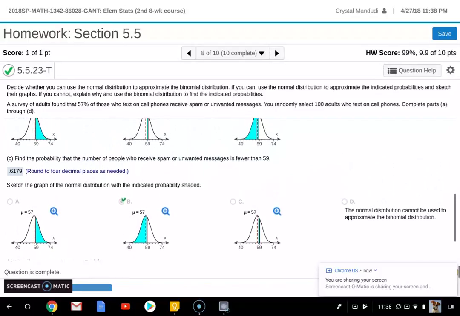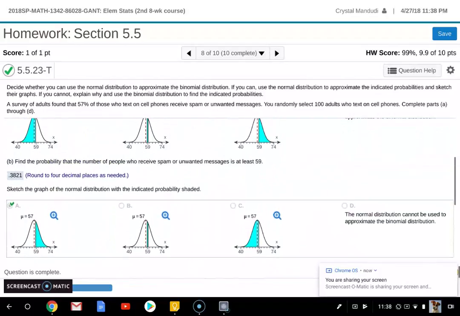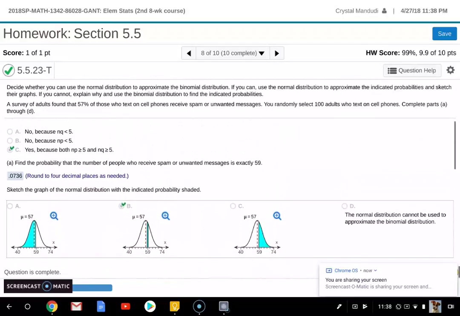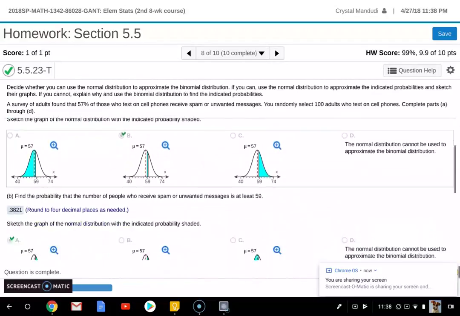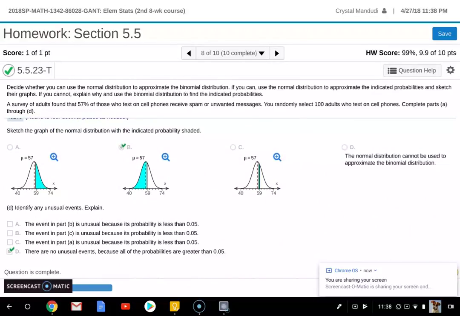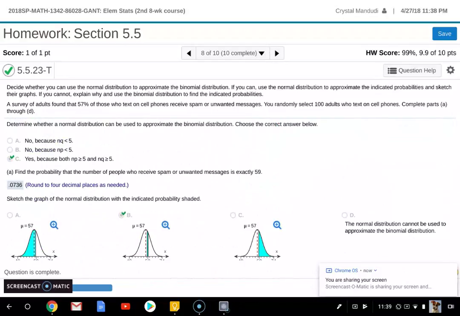So we can see that none of these are unusual because they're all greater than 0.05. So that's how you do question 8 on the section 5.5 homework.